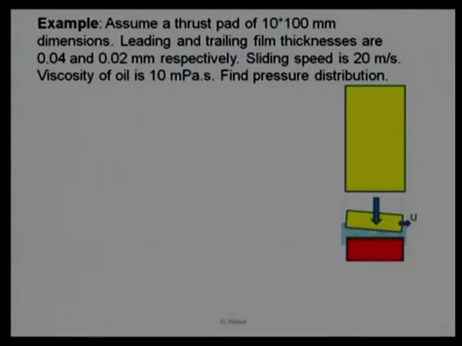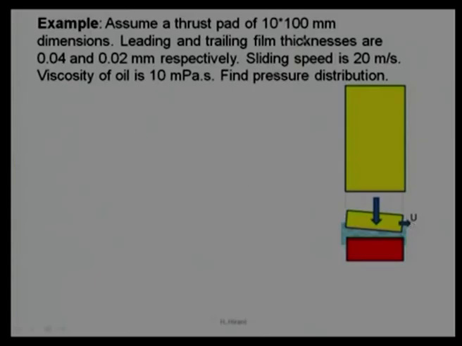This example I will cover in the next lecture, but for the time being I can show what we expressed in the previous slide, one example related to that. I am assuming there is a thrust load, or load perpendicular to the axis, coming over here. There is one stationary plate and one sliding plate which has a velocity u, and this velocity in the present example is given as 20 meters per second, which is a very high velocity.